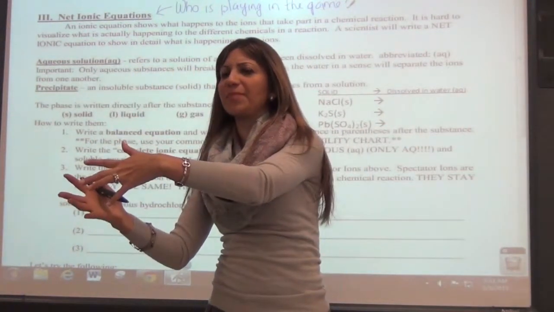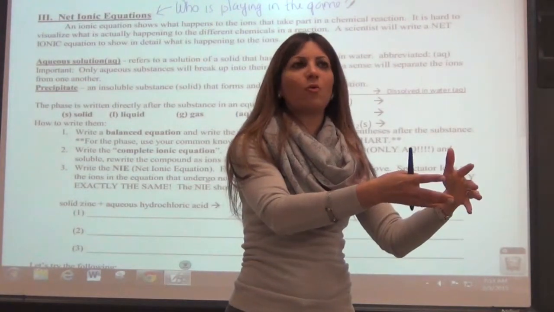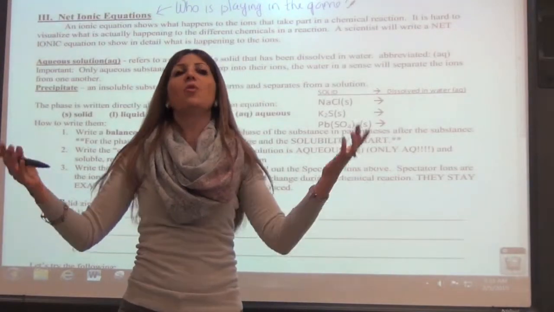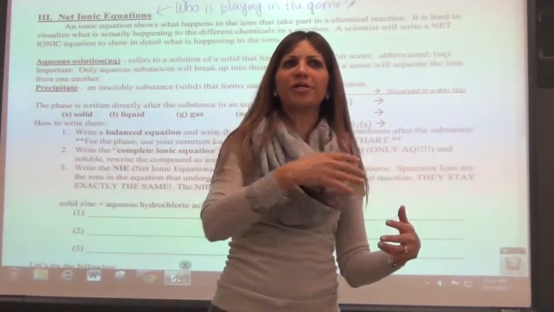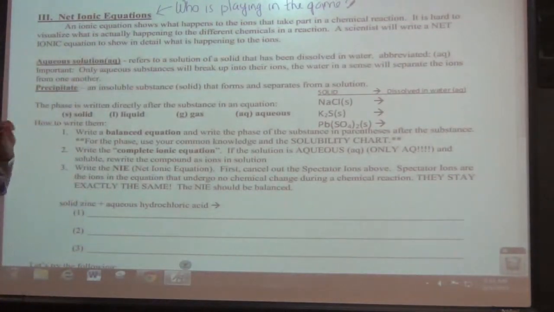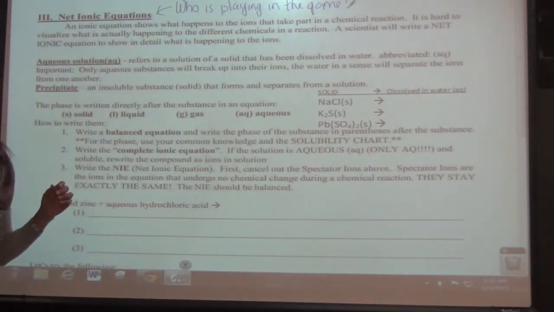They come a certain way in the beginning, they leave the same exact way, they are unchanged, okay? And so if they're unchanged, we call them spectators. What we're looking for is who's actually working, who's actually playing in the game. So it says an ionic equation shows what happens to the ions that take part in a chemical reaction.